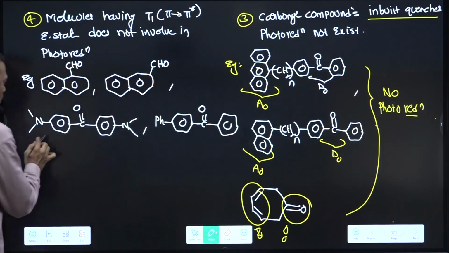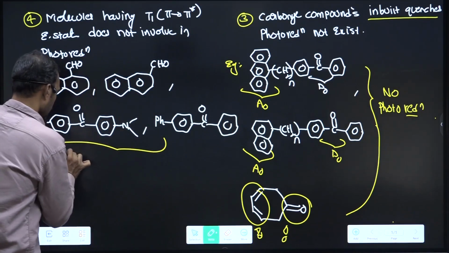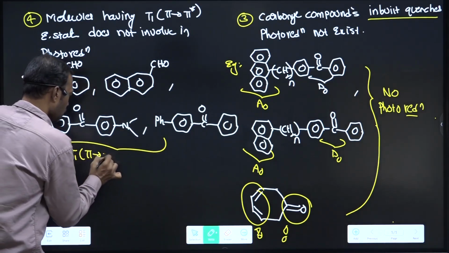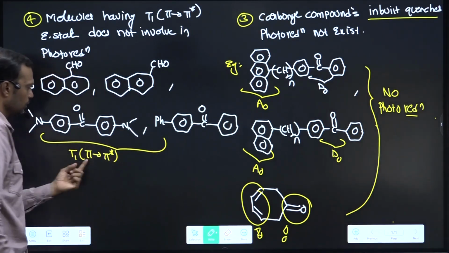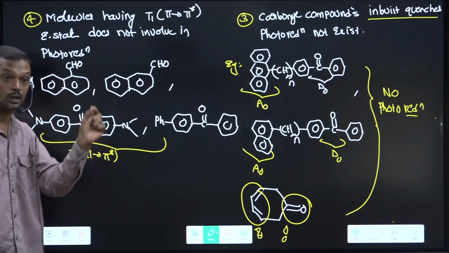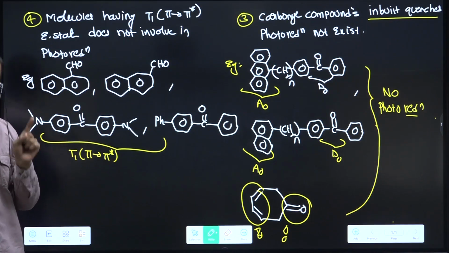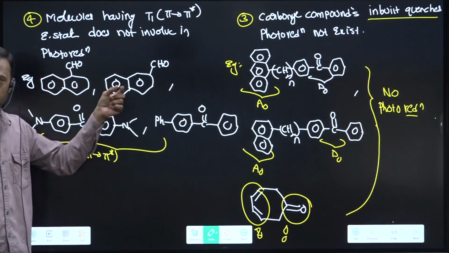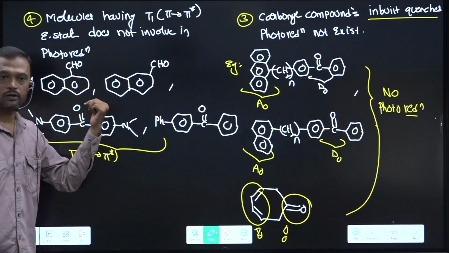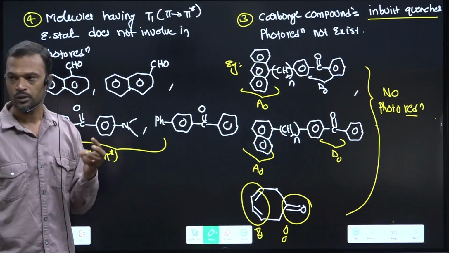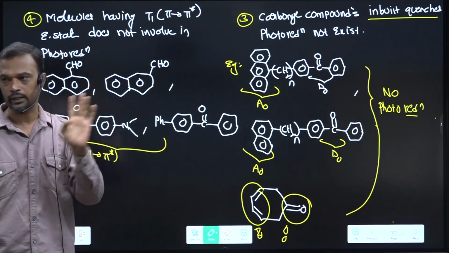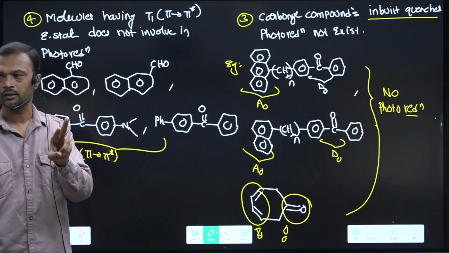So all these molecules have T1 pi to pi star. It is a low energy transition. The low energy transition is pi to pi star, not n to pi star. Generally, which is the low energy transition? n to pi star. See, in yesterday's class, I gave the carbonyl transitions. Six are possible, out of which 4 are neglected; only 2 are possible, pi to pi star and n to pi star.